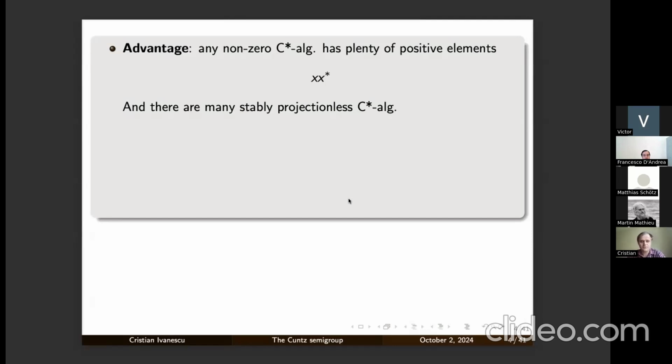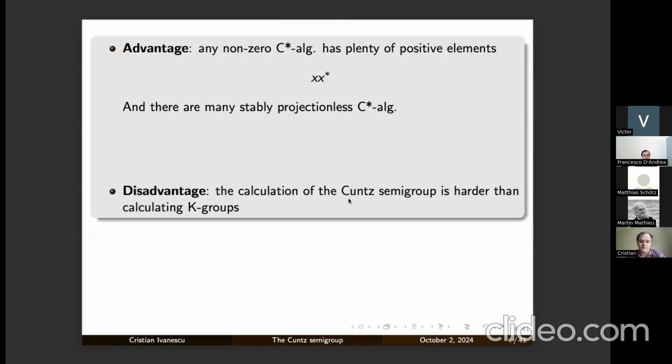So obviously at this moment, you may say, well, this makes sense. So why not just forget about the K-theory and work with the Cuntz semigroup? Obviously, there are downsides. It would be nice if this were the case, but there are disadvantages. And the main disadvantage at the moment is that the calculation of the Cuntz semigroup seems to be harder. Actually, arguably, you can say that it will be out of reach in some cases. And I'm going to discuss that shortly.